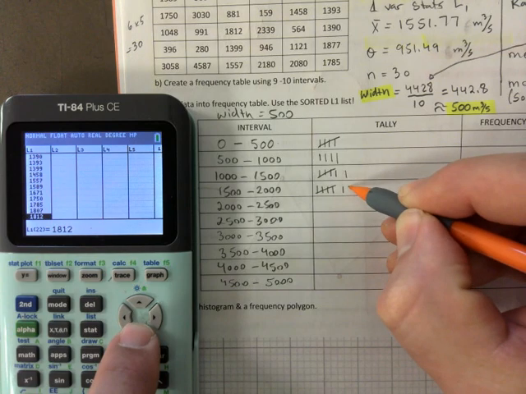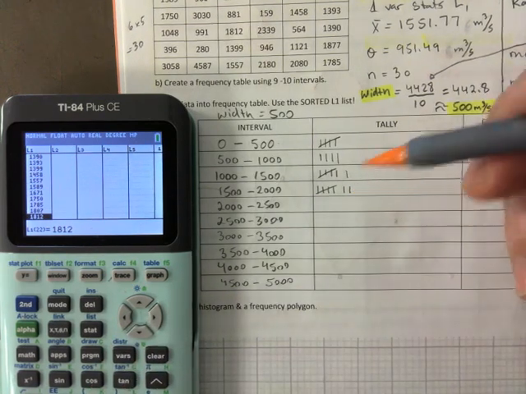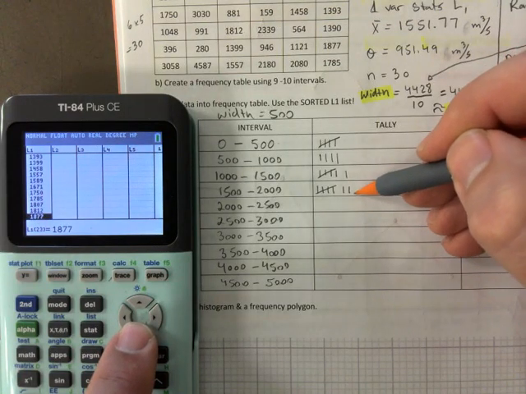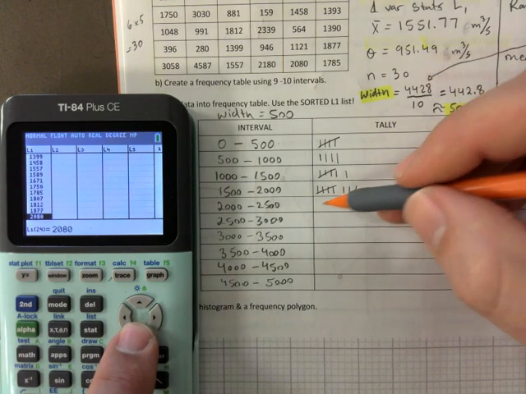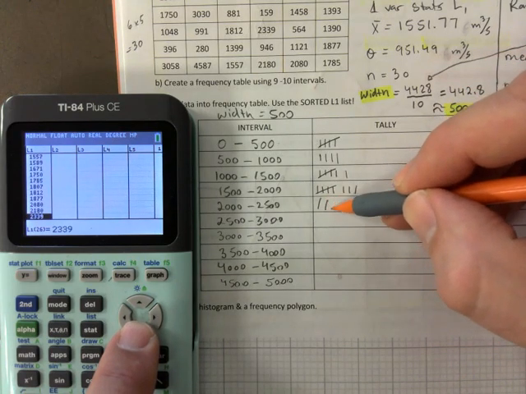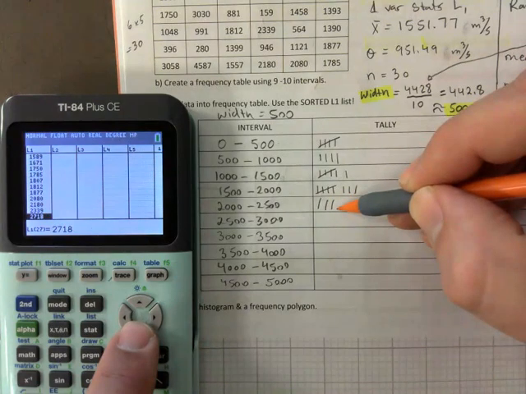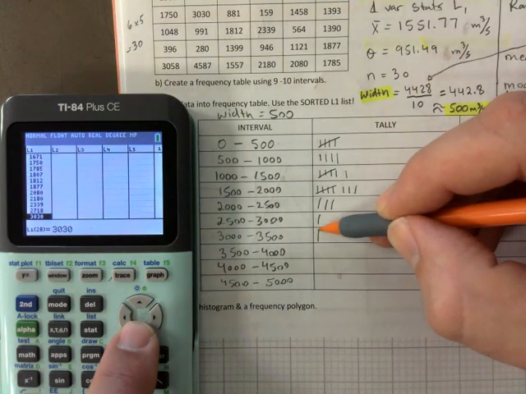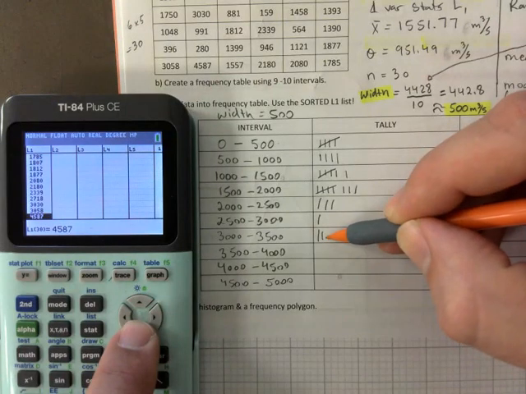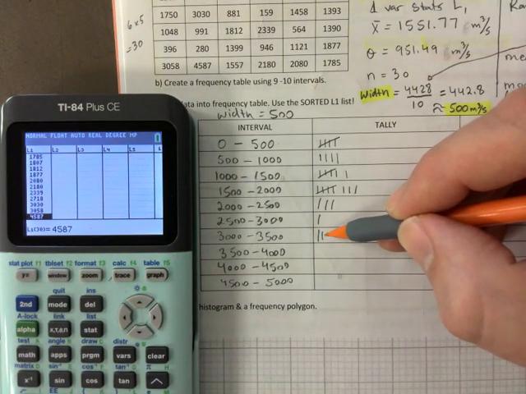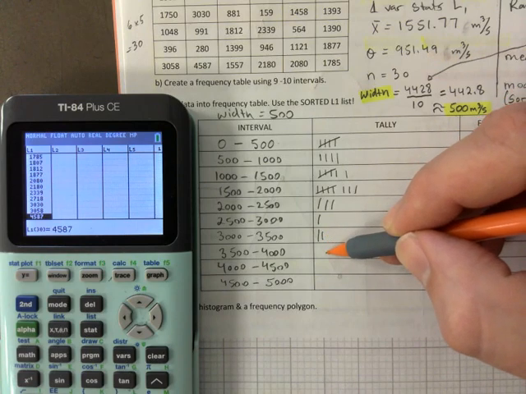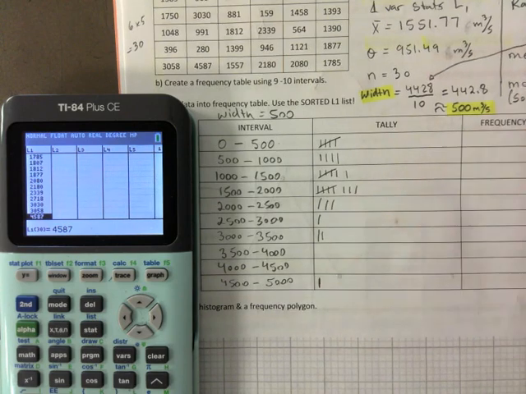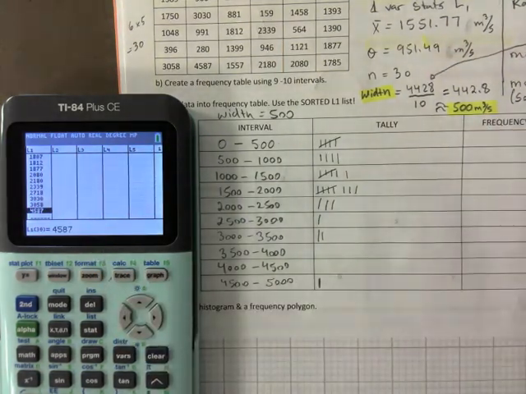And I just keep going. Oh, wait. Am I okay here? Yeah, 1812 is still good. 1877. 2080, I'm in the next bracket. 2180, 2339, 27, I'm in the next bracket. 3030, I'm in the next bracket. 3058. 4587, what's happening there? I'm jumping, nothing here, nothing here. 4587 puts me in here. And I'm done.